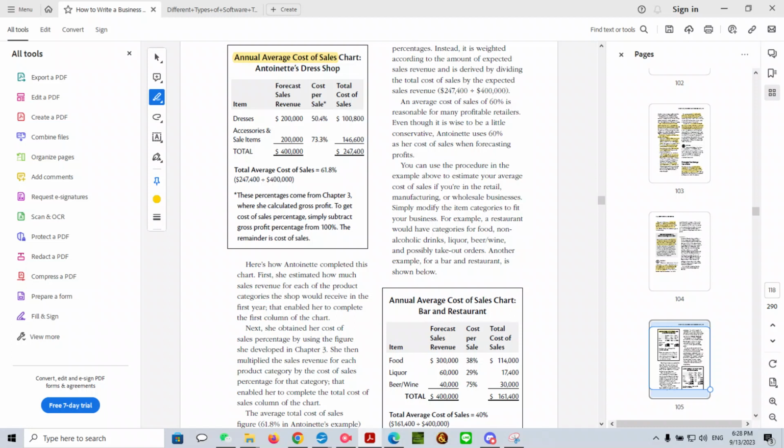If you want to take the average now, what we do is we take the average of these two and the average of these two, and then subtract. Or what we can do is take the average of the two revenues and the average of the two cost of sales. That will give us our revenue. So in this case, it says total average cost of sales. Notice they said total, not itemized. Total average cost of sales is 61.8%. What is that? It's the average.